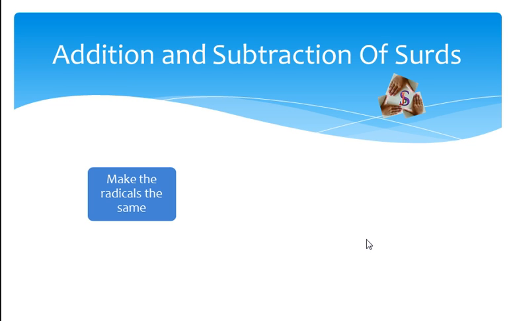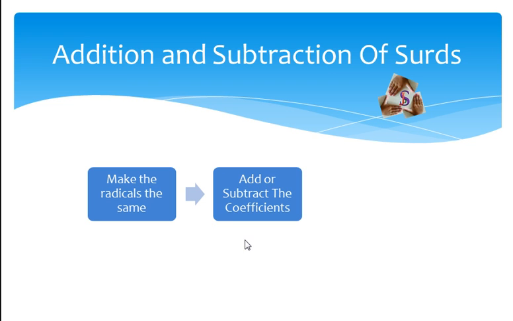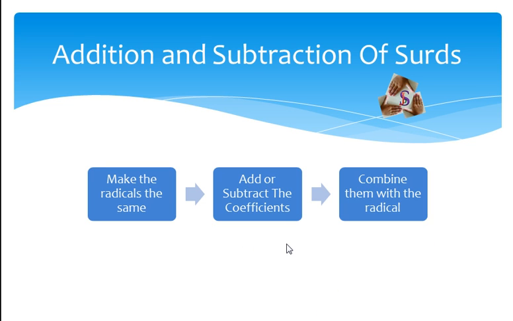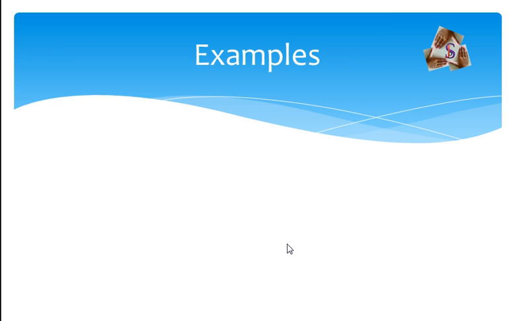Step 1, we should always make the radicals the same. Step 2, we will add or subtract their coefficients. And step 3, we will combine them. Now, with a few examples, let me illustrate these steps clearly.